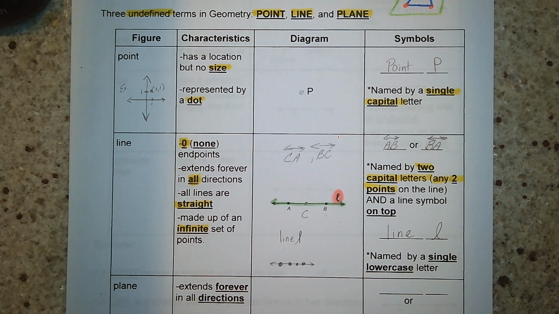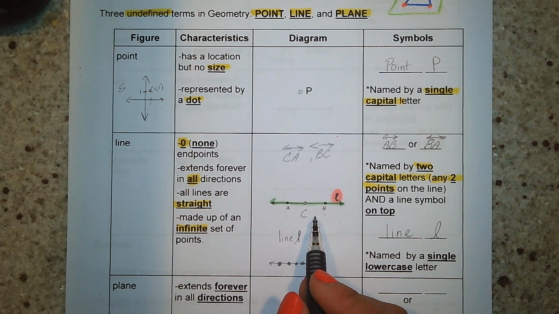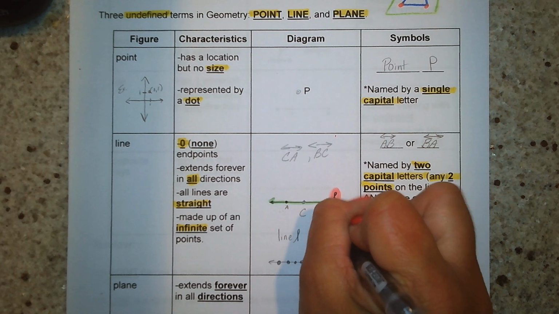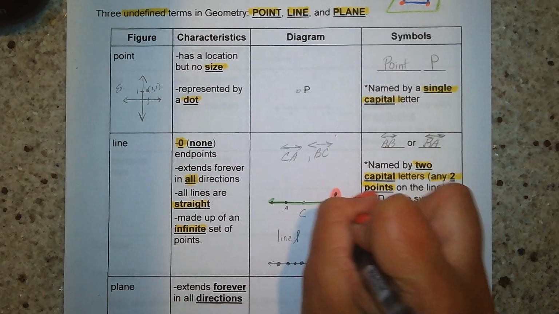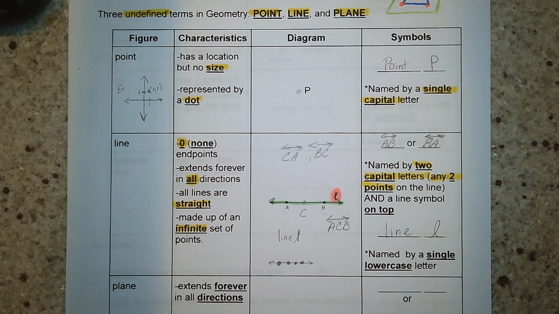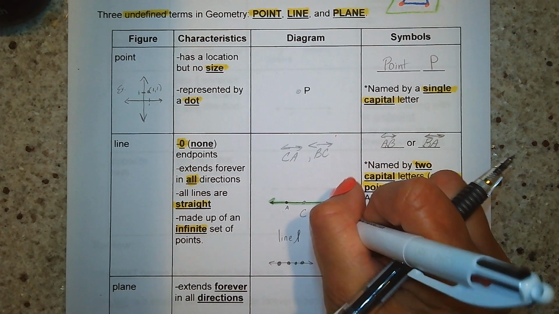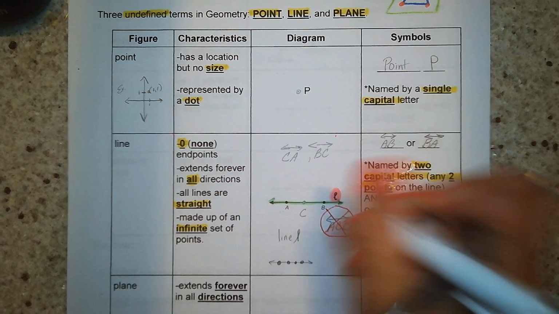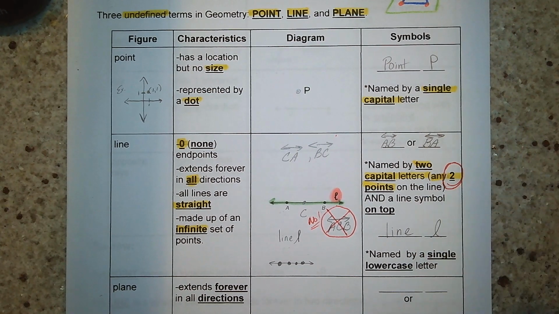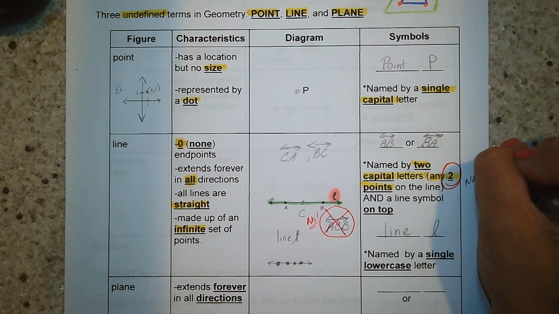The one thing that you are never going to see is 3 or more letters together. Okay, you're never going to see that. So in this particular picture right here, one of the most common mistakes, people will say, oh yeah, that's line ACB, and they'll put this line on top. No way, okay? You can never ever do that. This is a no, okay? We do not want to name it with 3 letters. Only 2 letters, not 3.